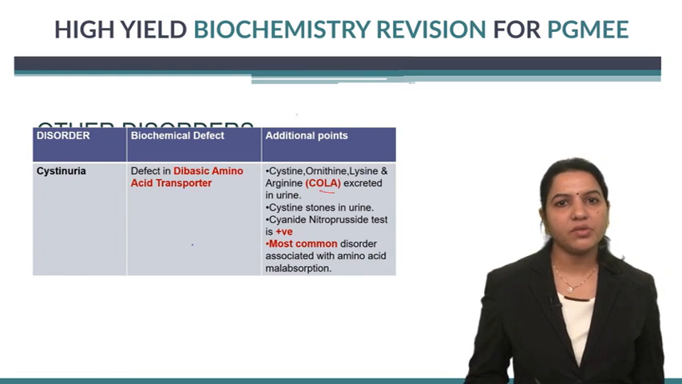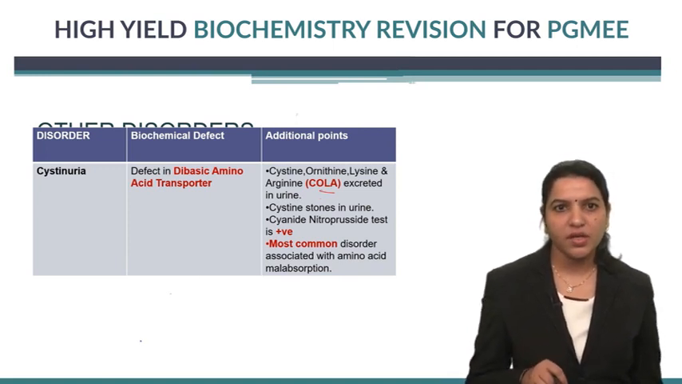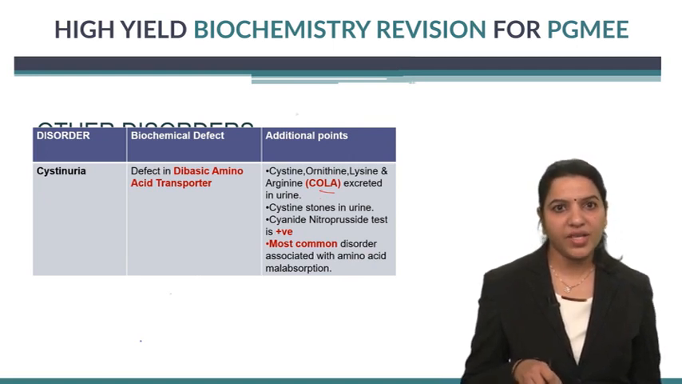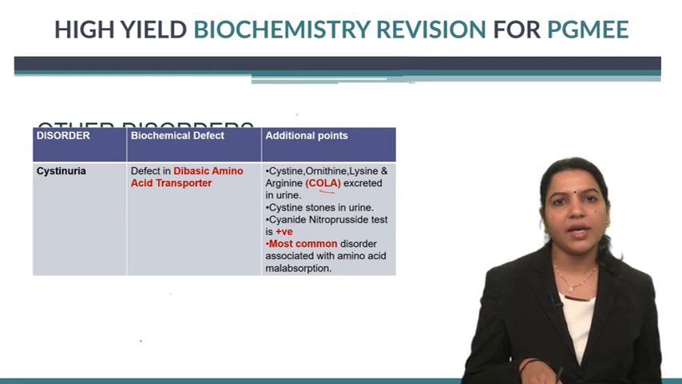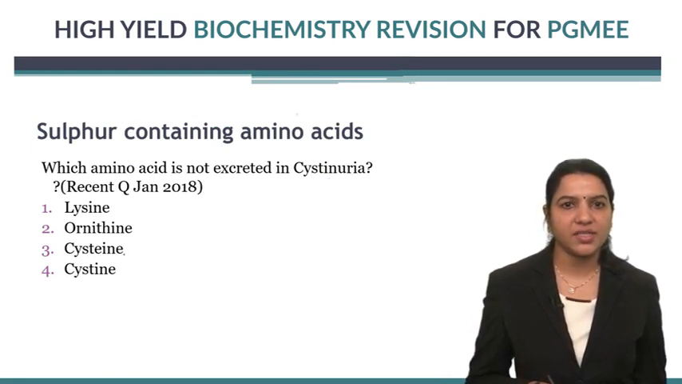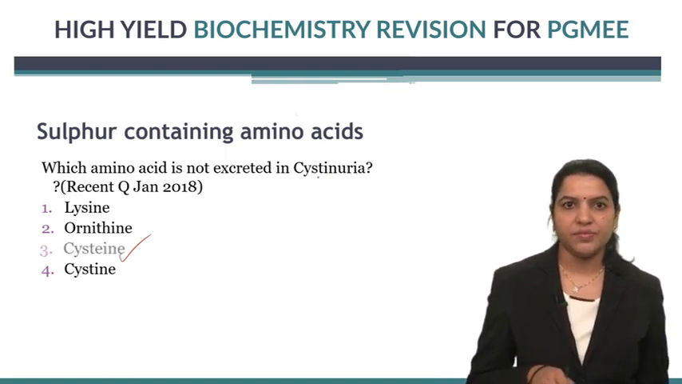And apart from that, the cyanide nitroprusside test is positive, and it is a common disorder associated with amino acid malabsorption. And one more thing, this is an aminoaciduria you find in Garrod's tetrad. So in the question, the amino acid not excreted in cystinuria is cysteine. Cysteine is never excreted, but what is excreted is cystine.